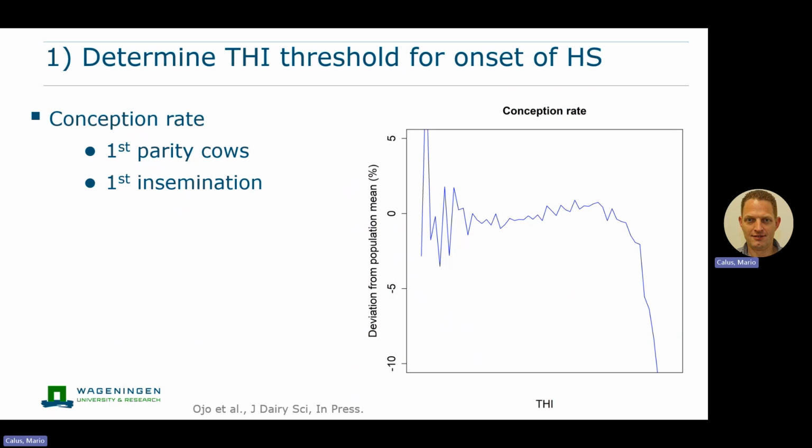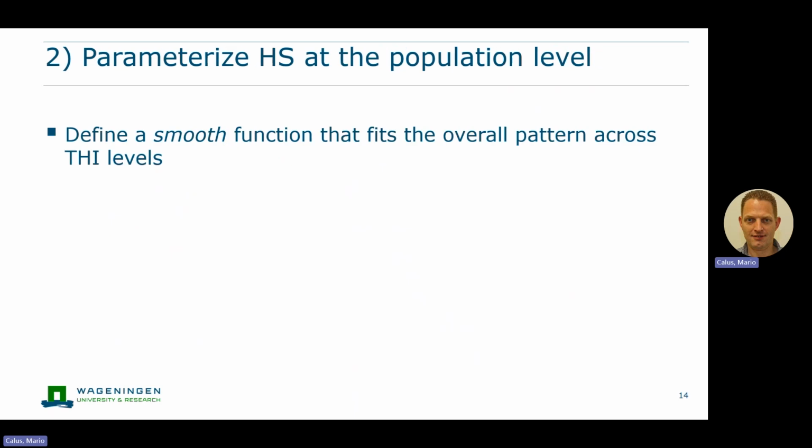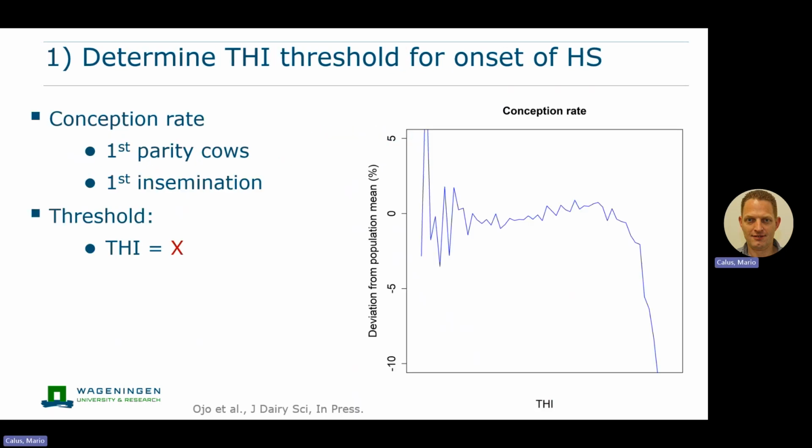But here, as you can see, what I modeled is the estimate of the fixed effect for different levels of THI, expressed as deviation from the population mean. And for the lower values, it sort of hovers around zero, so there's not really a deviation. But then at some point, the conception rate really starts to fall down. So based on this, you will identify this threshold yourself this afternoon, that has a certain value. So that's the first step. Then you know what the threshold is.